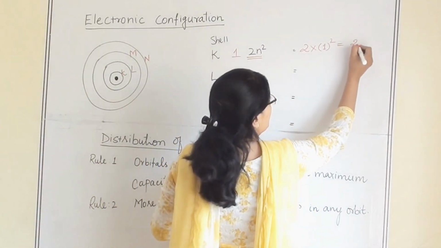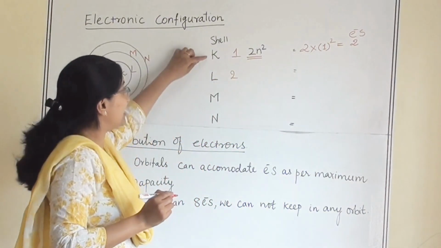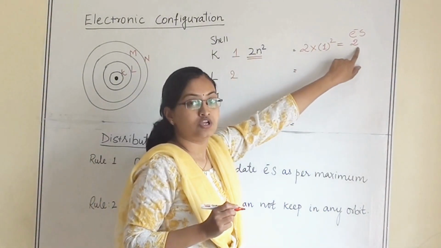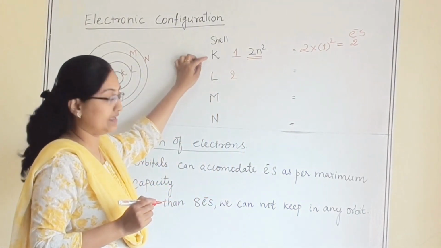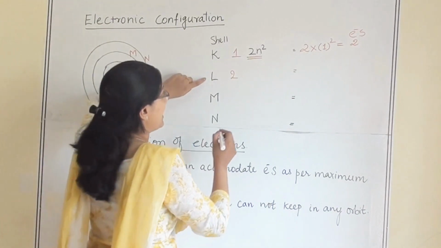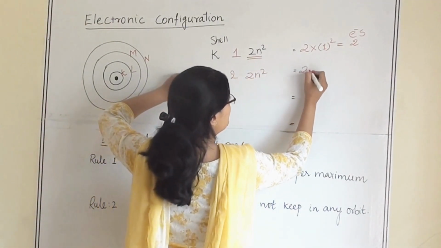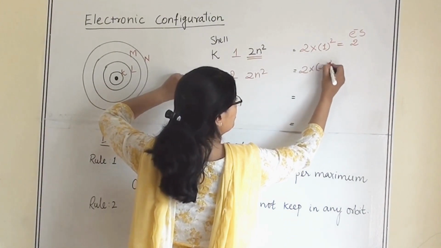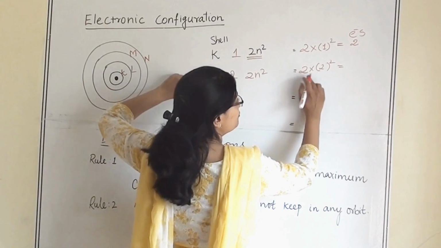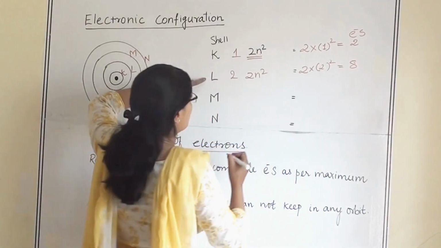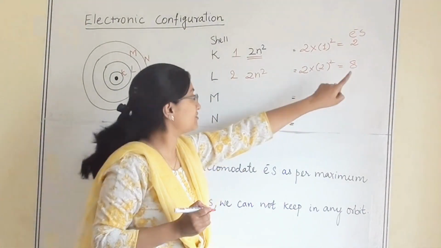So the electron accommodation in K is 2 electrons. Maximum 2 electrons we can keep in orbit K. Now, L. According to 2n square, it will be 2 into 2 square. So it will be 4 into 2, 8. So in the L orbit, we can accommodate a maximum of 8 electrons.